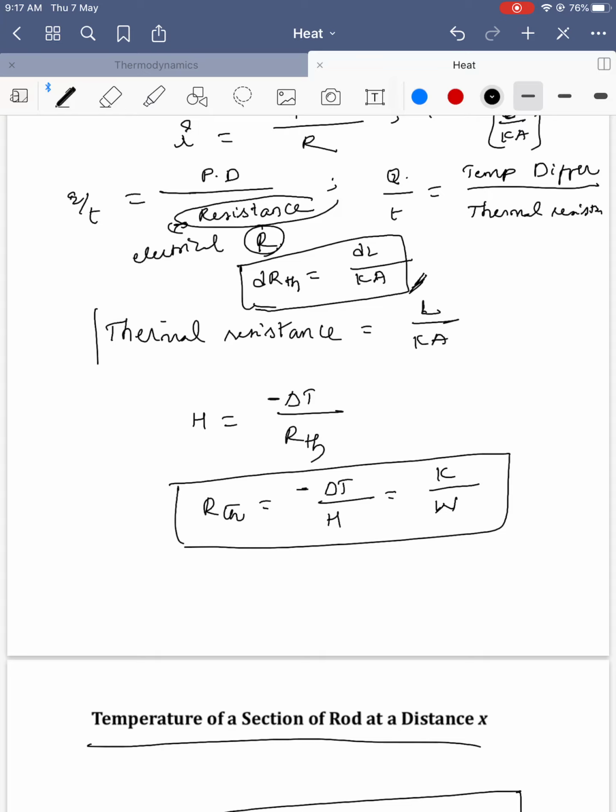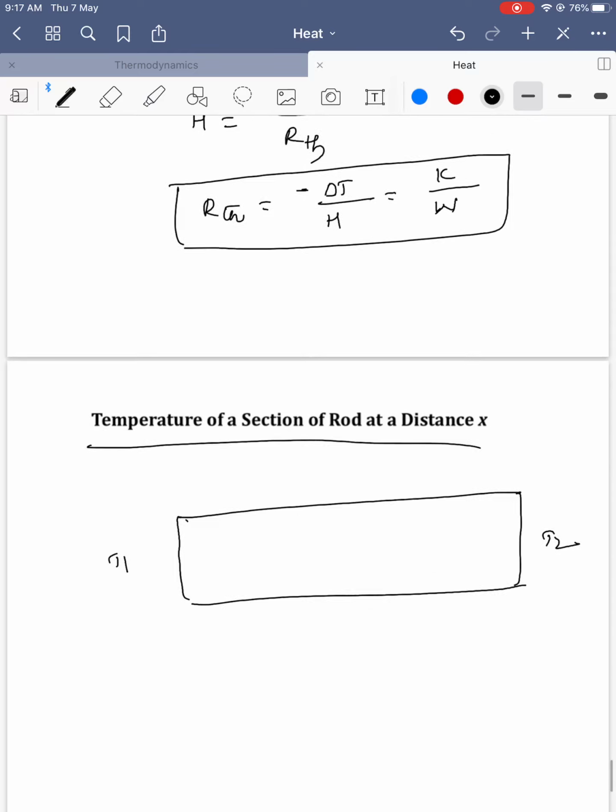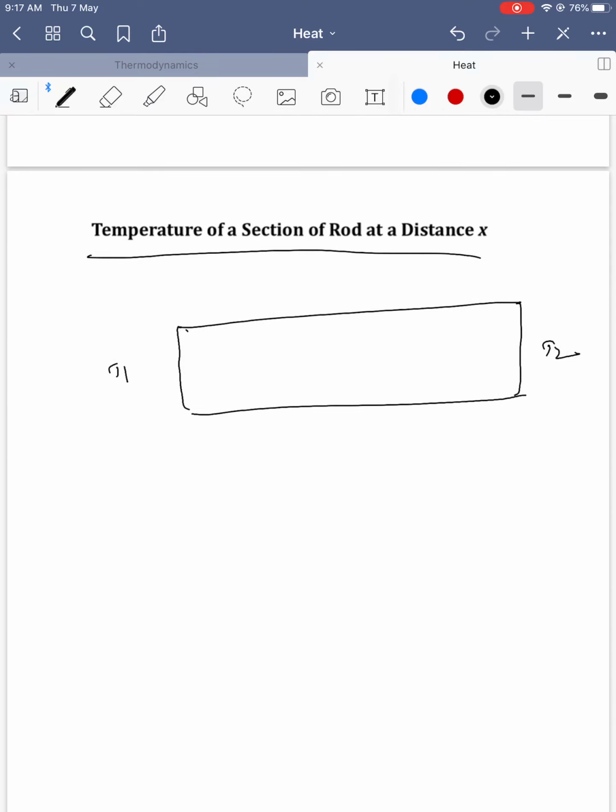Thermal resistance is equal to dL by Ka for small sections. Okay, so temperature at a cross section at a distance x. Here this is one rod. If it is a uniform rod or in series or whatever straight, so the amount of heat flow Q by T is the same throughout it.